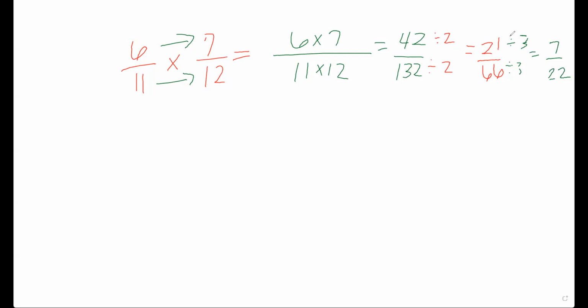Now let's go back and take a look at it, if you had cross-reduced in the beginning. It would have saved us all that trouble in the end. When cross-reducing, you look diagonally at the values to see if there is something you can reduce by. 7 and 11 have nothing in common, but 6 and 12 can both be reduced by 6. Reducing means you divide both of them by that. So 6 divided by 6 gives me 1, and 12 divided by 6 gives me 2.